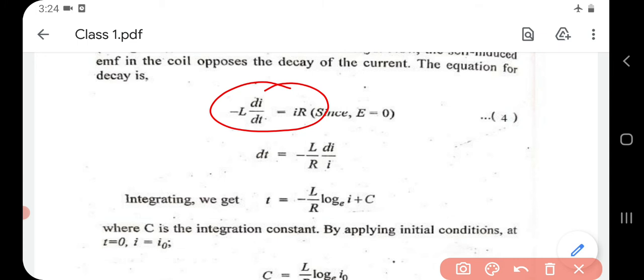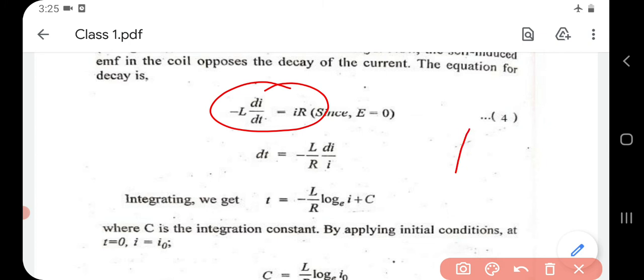Consider the decay of current in the LR circuit given above. The equation for decay is given by minus L di by dt equal to IR. What is minus L di by dt? It is the potential difference developed across the inductance L in the circuit. What is IR? It is the potential difference developed across the resistance R in the circuit. So for the decay equation, you have to equate the potential across L and the potential across R. That is, minus L di by dt equals IR.